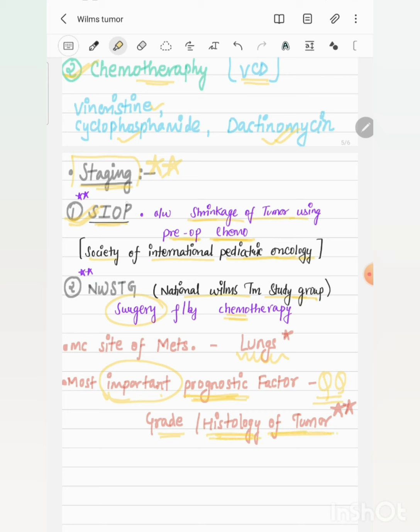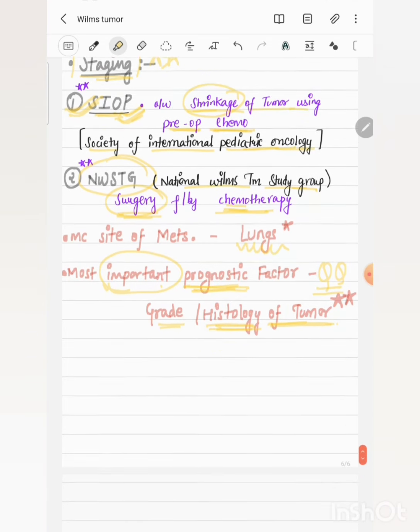And remember this about SIOP too: first of all you will give chemotherapy, which leads to shrinkage of the tumor, and afterwards go for surgery, while in the National Wilms Tumor Study Group, first of all surgery is done, which is followed by chemotherapy.